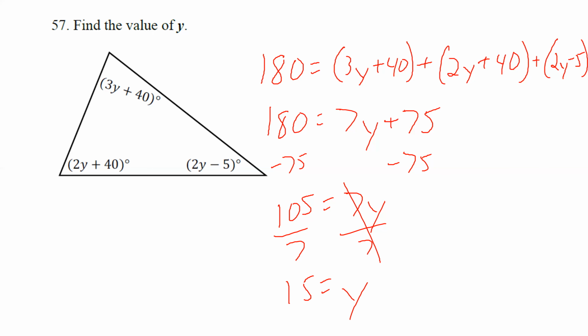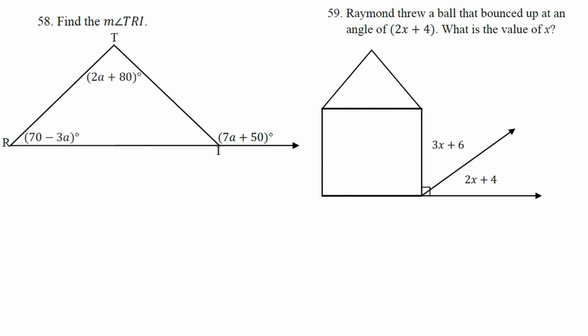On the next one, 58. So this one is a little bit different. We have two angles that are inside the triangle. We have one angle on the outside of the triangle. This is using the idea of an exterior angle. The exterior angle, which is this one, has to be equal to the sum of the remote interior angles. So these two that are labeled are going to be the remote interior angles.